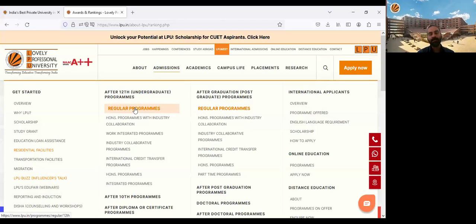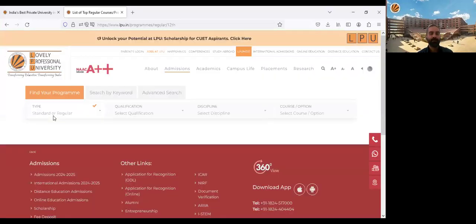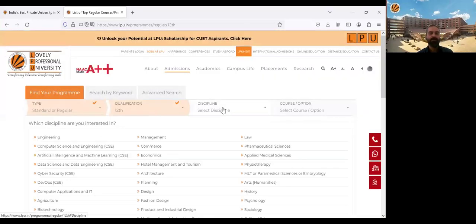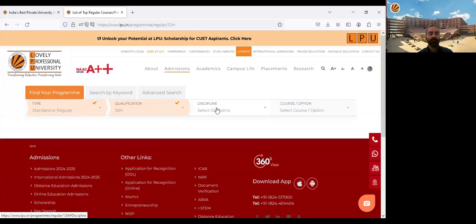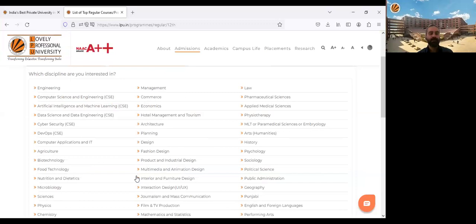Regular program means at least a minimum of 75% attendance is a must, and the classes will be conducted in the campus only, in physical mode. So you go to the regular programs, then a filter option will come like this. That is 12th, select discipline, and another discipline. You can see various disciplines over here.